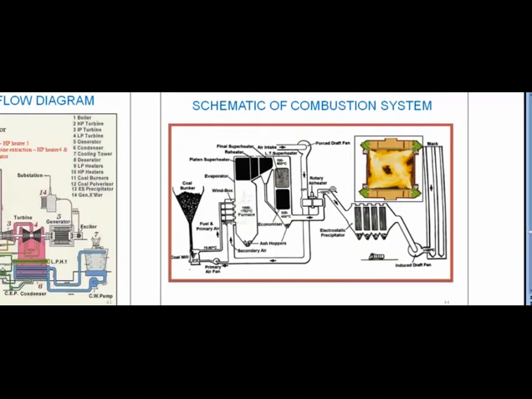Through the air preheater, it goes through the electrostatic precipitator, where the fine particles, which are in the form of fly ash, are taken away, and the clean flue gas is sucked by the ID fan and thrown into the atmosphere through this chimney.